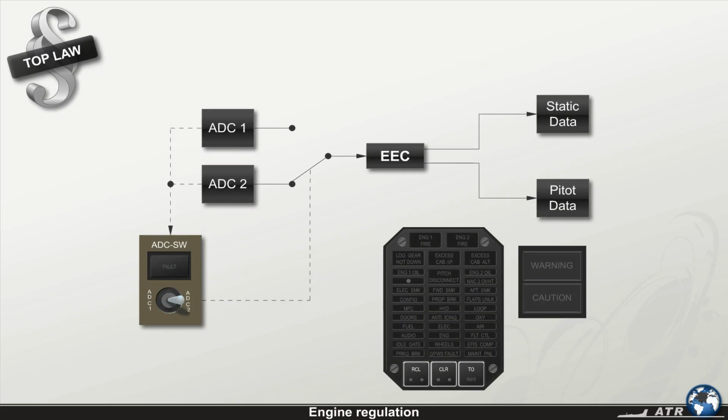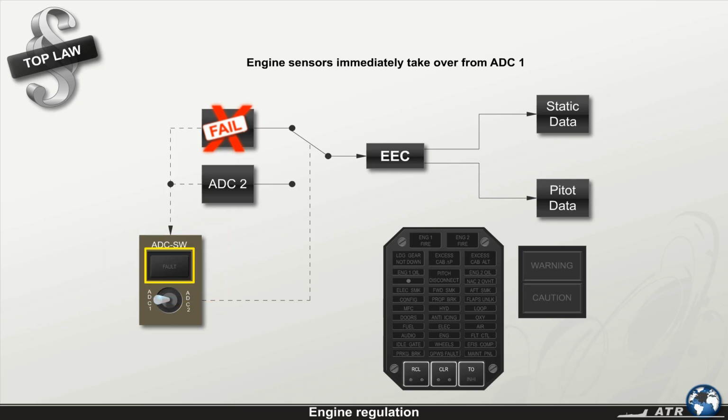If the selected ADC electrical supply fails, two possibilities may occur. In case ADC 2 was selected, ADC 1 immediately takes over. In this case, the CCAS is activated and the master caution flashes amber. A single chime is generated. The amber engine light illuminates on the CAP, and the amber ADC switch fault light illuminates. In case ADC 1 was selected, the engine sensors immediately take over, and the ADC switch fault light does not illuminate.